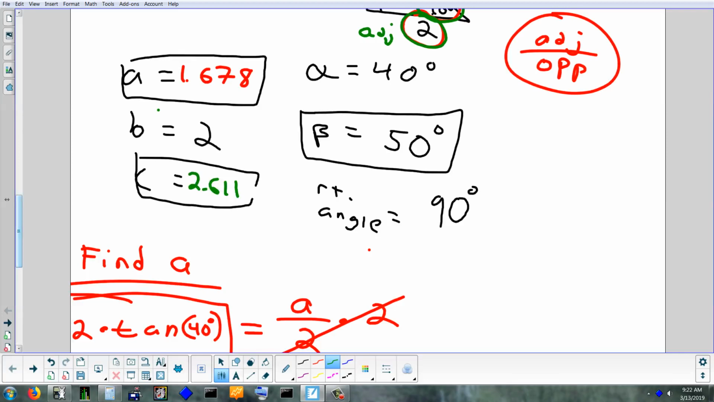So if I add A and B, I get 3.6. That's bigger than 2.6. If I add B and C, that's 4.6. That's bigger than 1.6. And if I add A and C together, I get, what's that, like 4.2, which is bigger than B. All right, so any two sides added together have to be bigger than the third. So you can check that.